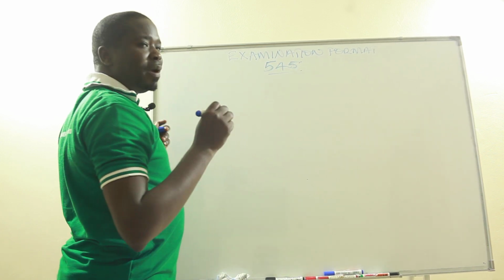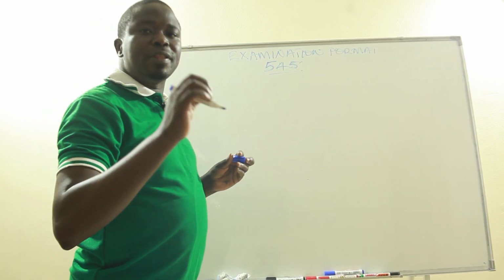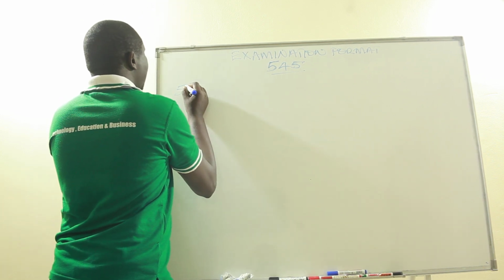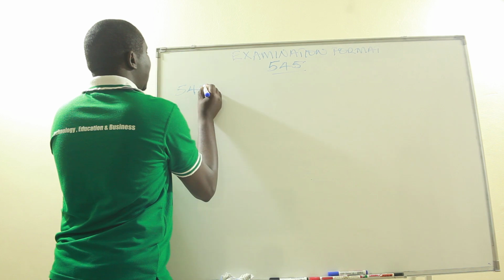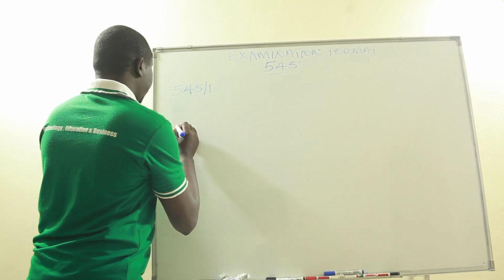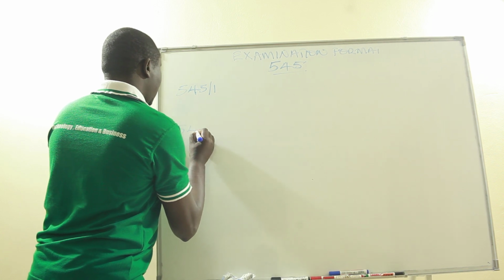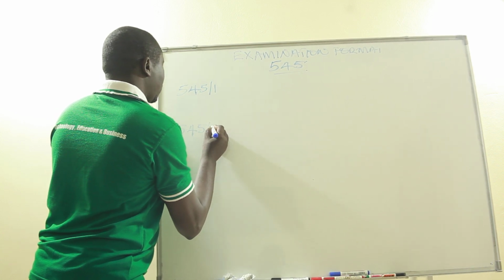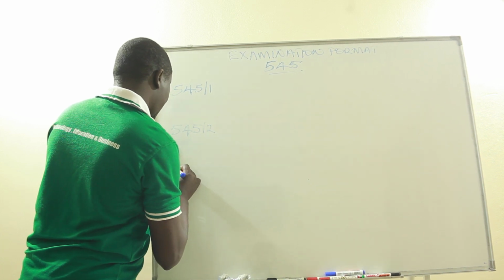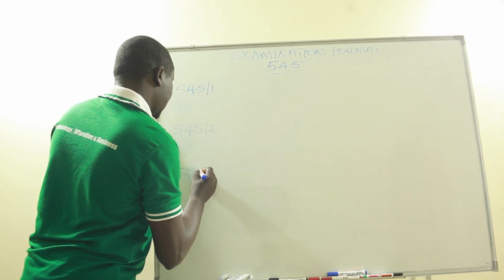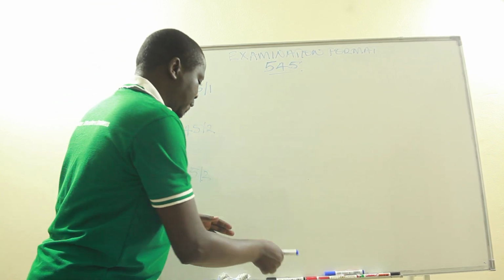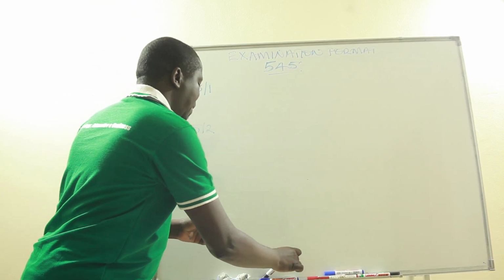Now, you are going to sit for three papers. That is paper one, coded as 545/1. Then we have paper two, that is 545/2, and then paper three, which is the 545/3. These are the three papers we shall sit for. Now let us start with paper one.